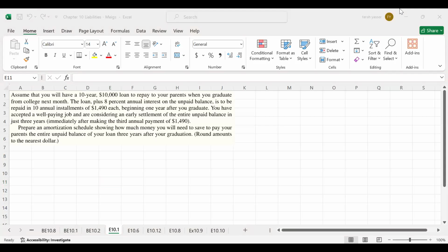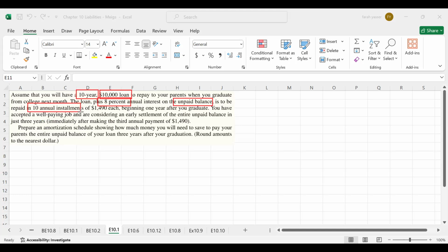So this is exercise 10.1. Assume that you will have a 10 years, $10,000 loan to repay to your parents when you graduate from college next month. The loan plus 8% interest. You can see the rate of interest is 8% annual interest on the unpaid balance. So this 8% will be applied on the unpaid balance, and it is to be repaid in 10 annual installments.